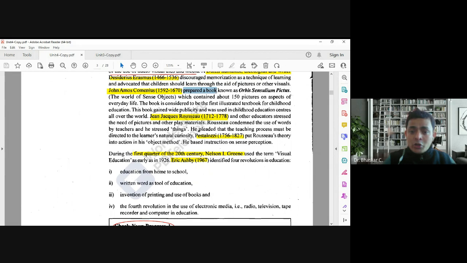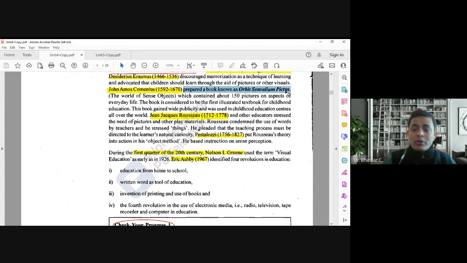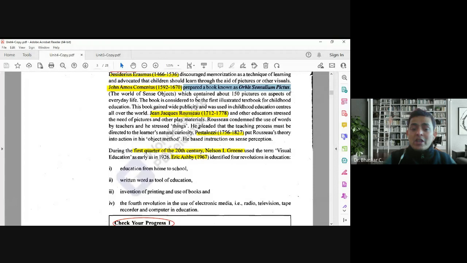In 1592 to 1670, this was his era. John Amos Comenius designed a book, whose name has been mentioned here. He also talked about the use of the sensory organs, and how the sense organs play a very important role when we talk about teaching and learning.